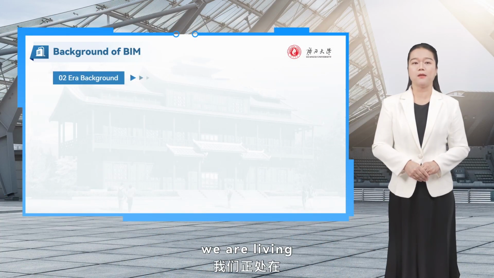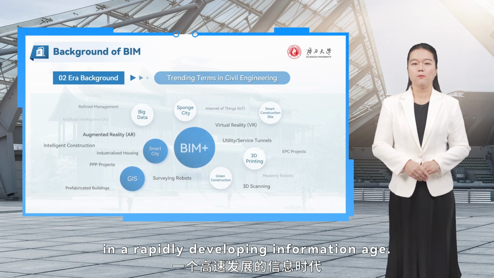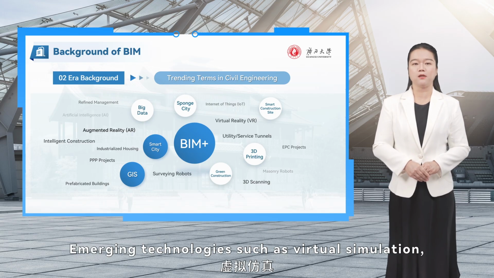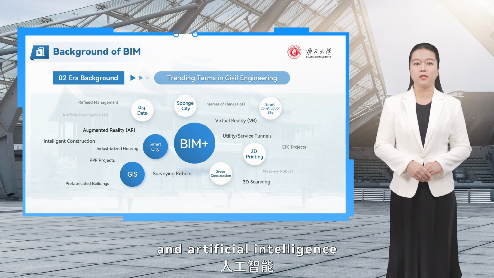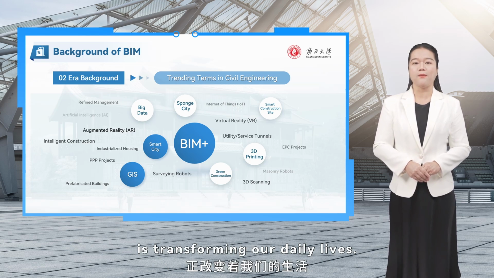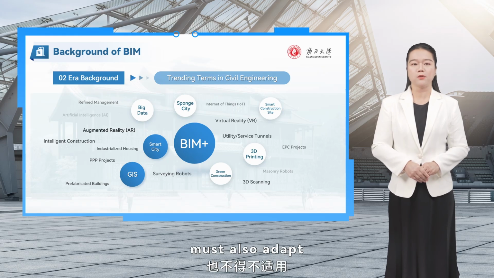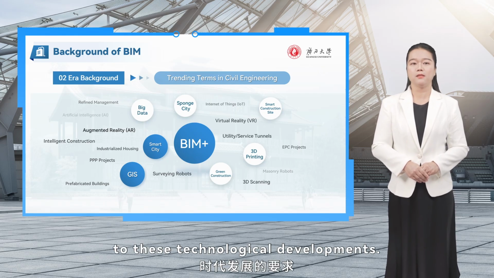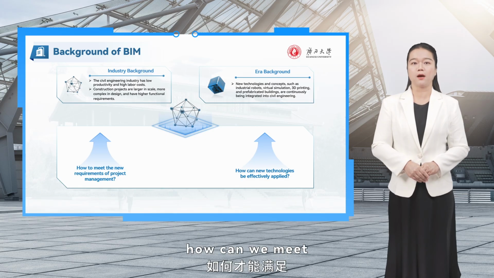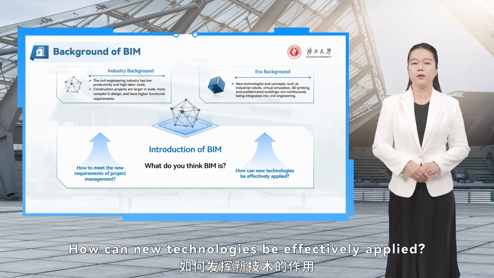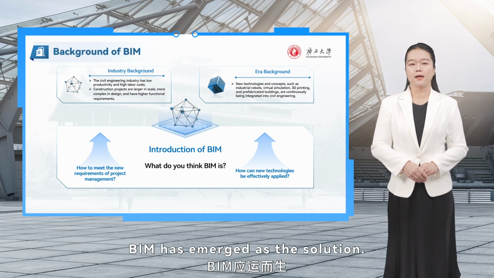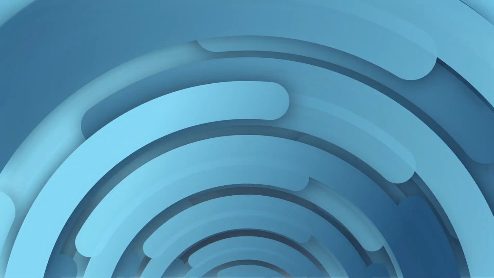At the same time, we are living in a rapidly developing information age. Emerging technologies such as virtual simulation, 3D printing, and robotics continue to appear, and artificial intelligence is transforming our daily lives. The construction industry must also adapt to these technological developments. In this context, how can we meet the new requirements of project management? How can new technologies be effectively applied? BIM has emerged as the solution.